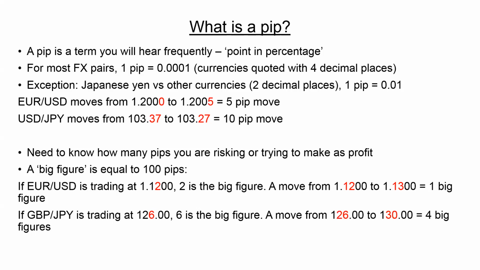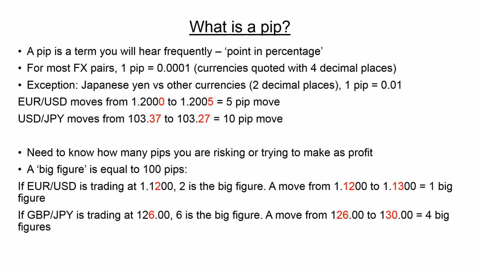So obviously when you're trading, it's good to know how many pips you're risking or trying to make for profit. Another term you'll hear bandied around, perhaps not quite as much, is big figure. What is a big figure? Well, a big figure is simply 100 pips. So if you're up 100 pips on a particular trade, you could say you're up 1 big figure.